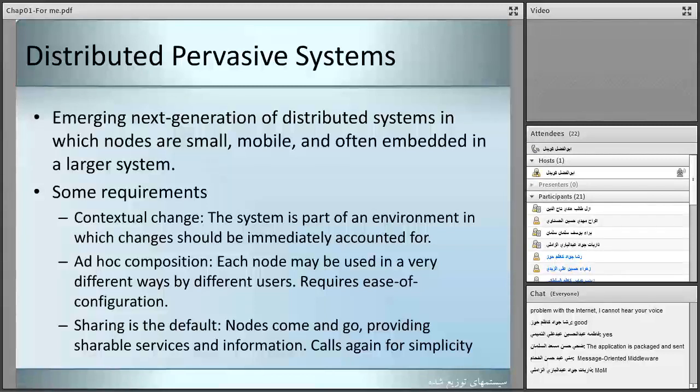An example of distributed pervasive systems are your mobile phones. Your mobile phone is not only a phone. Nowadays it is a computer. You know, it's a computer, and it's a pervasive system or embedded system.